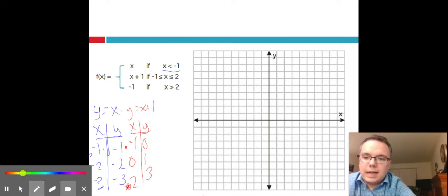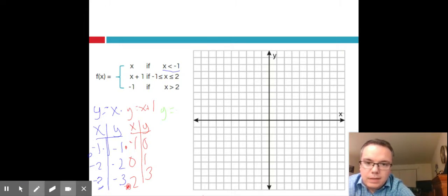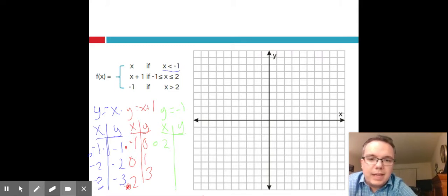All right, and our last equation is y equals -1. And when do we have that? Well, we have that when x is greater than 2. So again, 2 is an endpoint. So I'm going to put an open dot there.